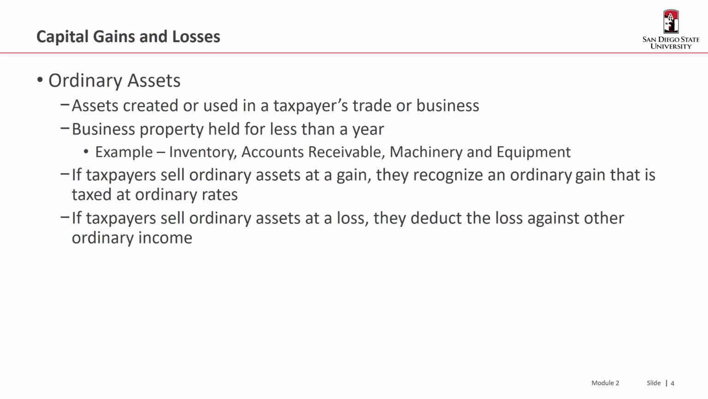So ordinary assets are kind of by default everything else, right? So assets created or used in taxpayer's trade or business, that was on the not a capital asset list, making that an ordinary asset. Business property held for less than a year. So inventory, accounts receivable, machinery and equipment, these are all ordinary assets. If a taxpayer sells ordinary assets at a gain, they recognize an ordinary gain. That would be taxed at ordinary rates. If they sell ordinary assets at a loss, they deduct the loss against other ordinary income.